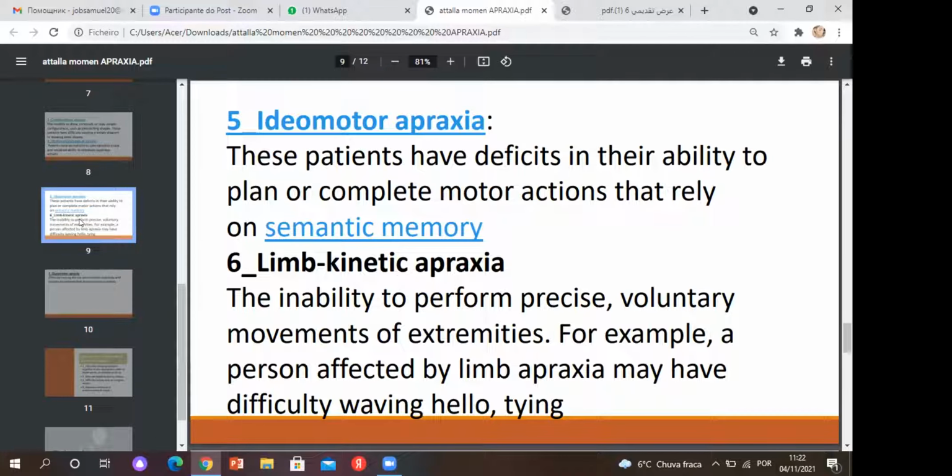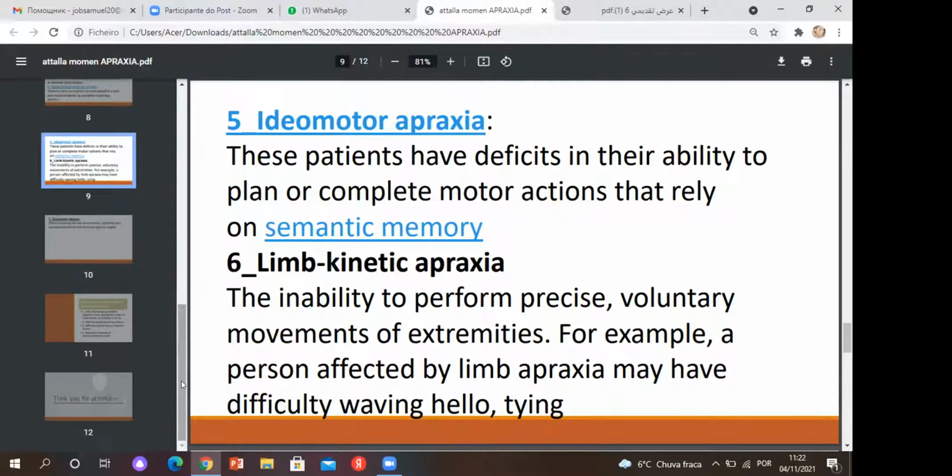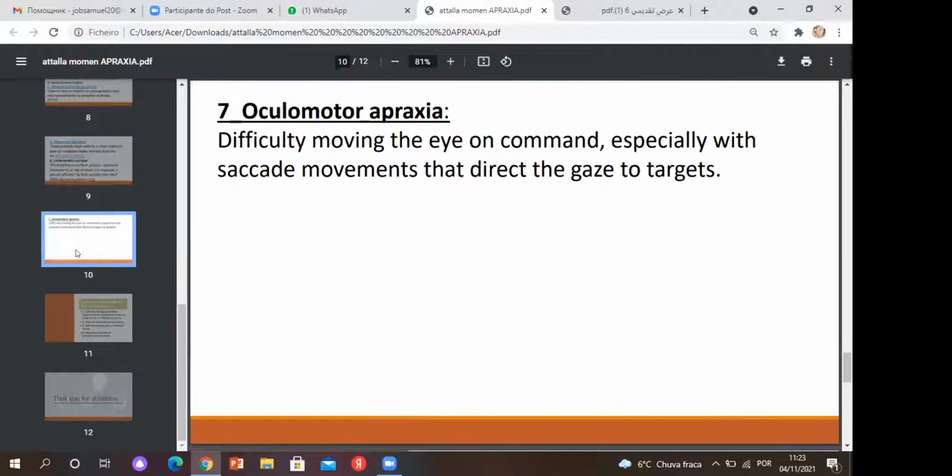In ideomotor apraxia, the patient has a defect in the ability to plan and complete motor actions that rely on semantic memory. And also limb kinetic apraxia, this is the inability to perform precise voluntary movement of the extremities. For example, a person affected by limb apraxia may have difficulty waving hello. And also oculomotor apraxia, meaning difficulty moving the eyes, which is specialized with the saccade movements that direct gaze to a target.